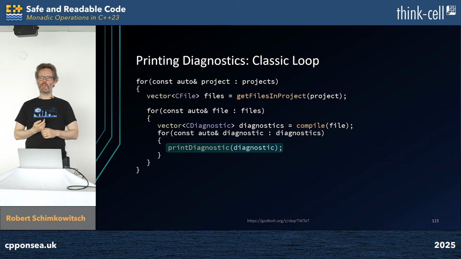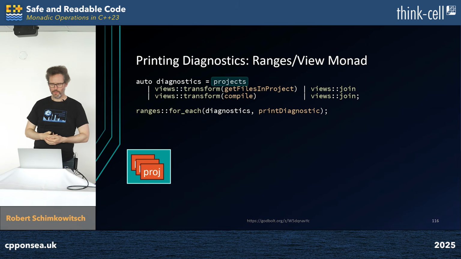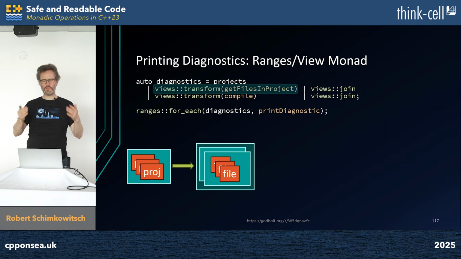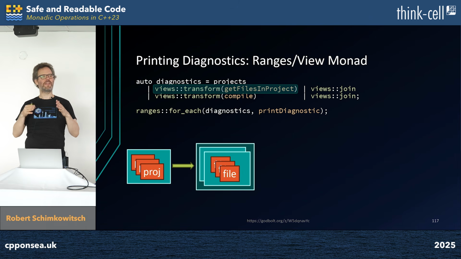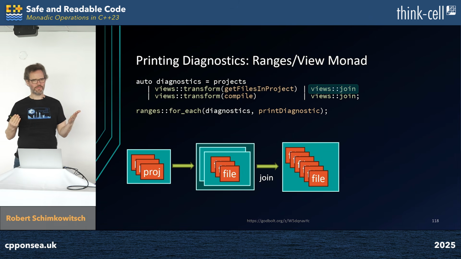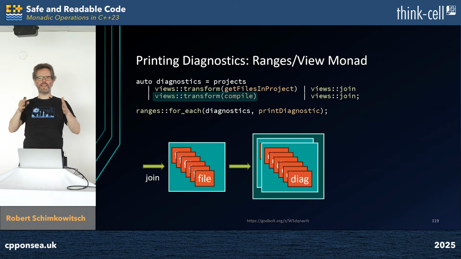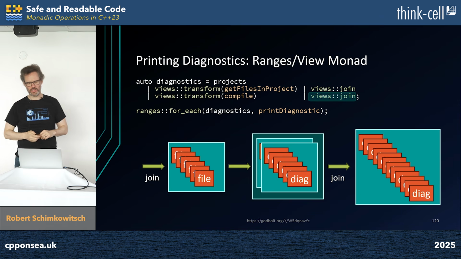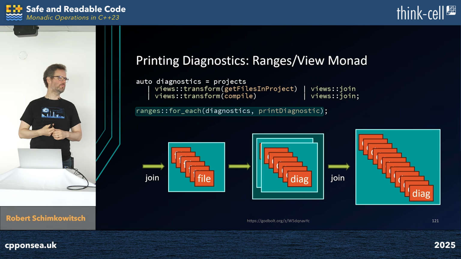Okay, how would we do that in a more monadic way using std ranges? So we start here with our projects, and then we transform them into files. Now we have a vector of vectors of files, so we join that, giving us just a vector of files. Now we can compile. Again, we get a vector of vectors of diagnostics, so we join again, giving us just a vector of diagnostics, and then we can loop the diagnostics and print them.